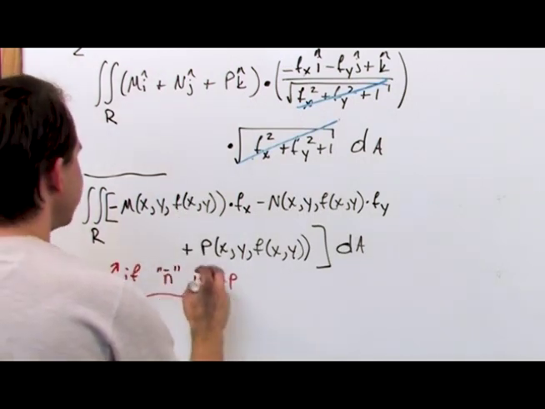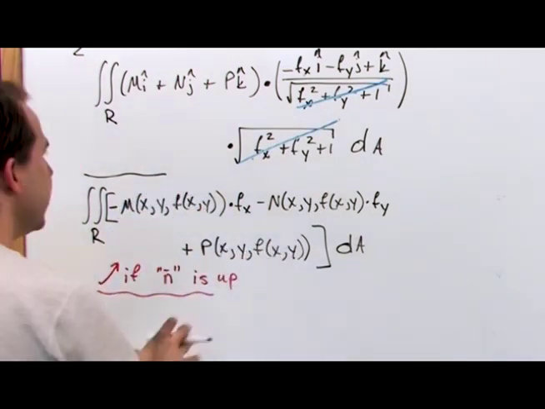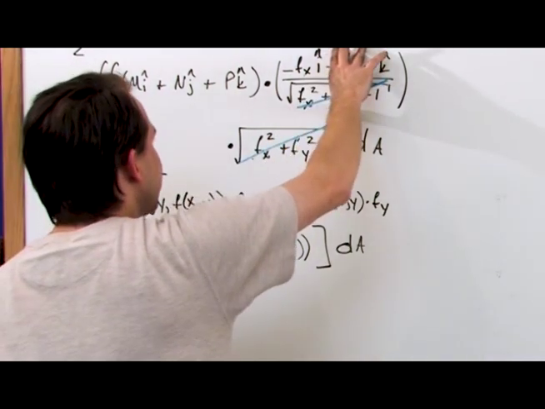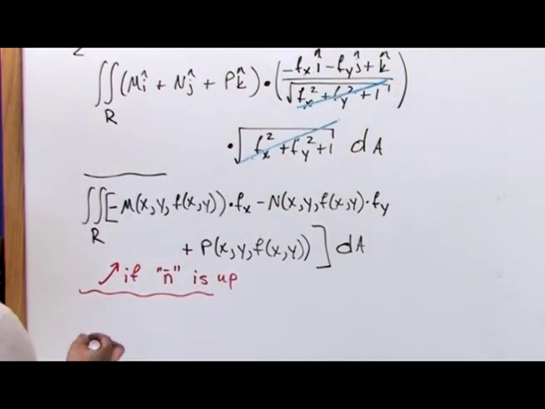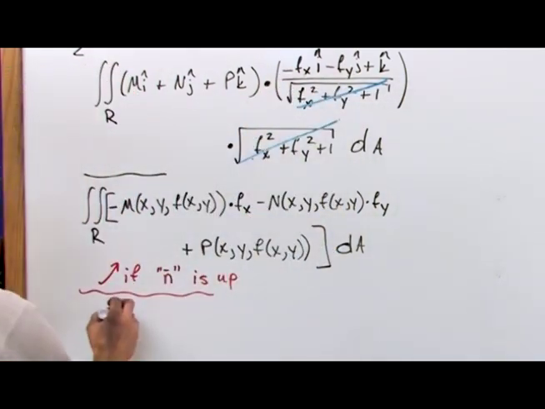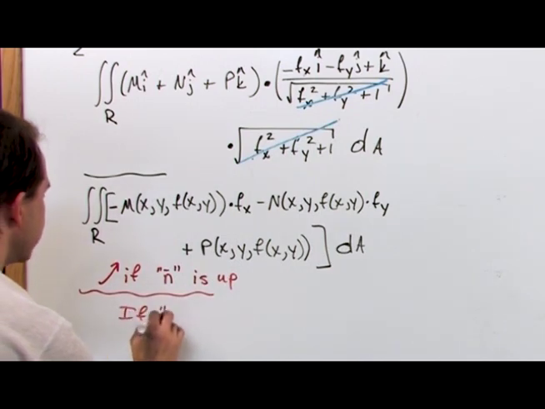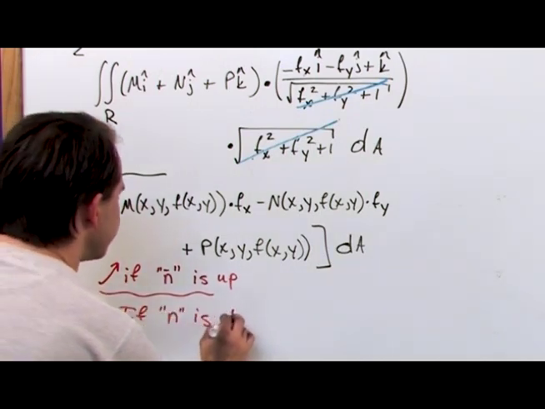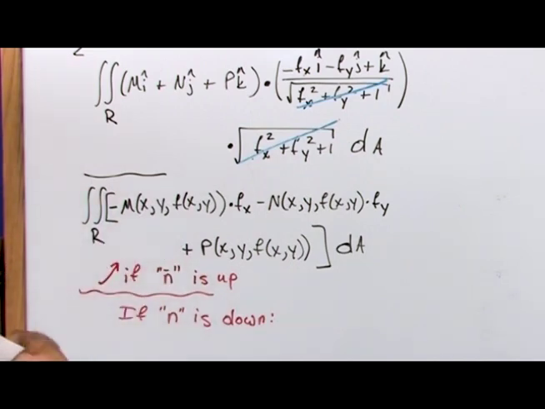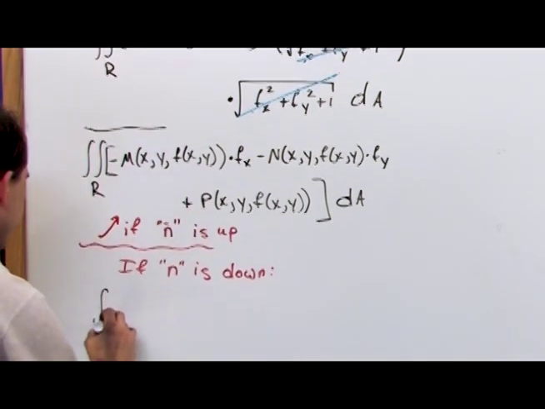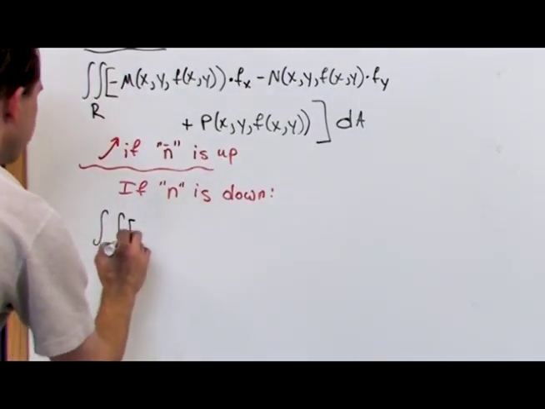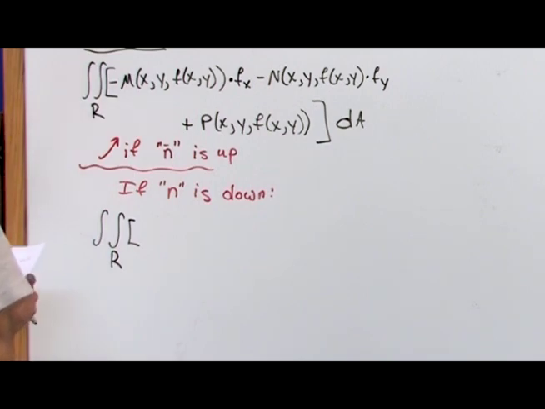Okay. Now I'm going to write down, without proof, what you will use if the vector is oriented down. It's exactly the same thing. You'd put the down vector here, and it's going to look almost exactly the same, because these things are only different by a sign. Okay. So if n is down, then what you use to evaluate the flux integral is the following. Double integral over R of, basically, the negative of this. That's really the only difference between them.